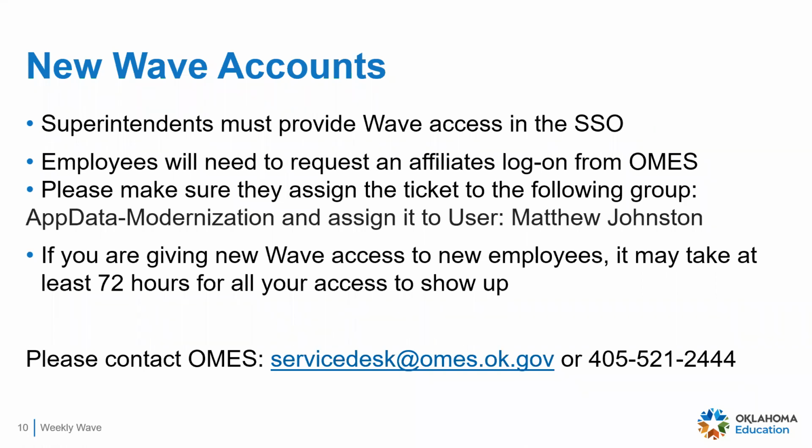Keep in mind, it can take up to 72 hours for your access to show up. There are two ways of reaching out to OMES. You can always email them at servicedesk@omes.ok.gov. You'll get a ticket back in your email pretty quickly once you hit the button, and you'll have that as a reference number. Keep that number. It's crucial to reference it going forward, because if you don't hear back from them, you can call 405-521-2444 with that number and check on the status of the request.